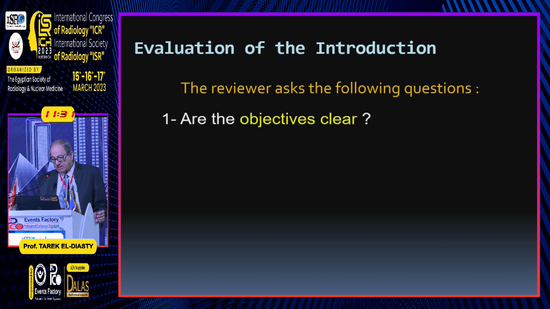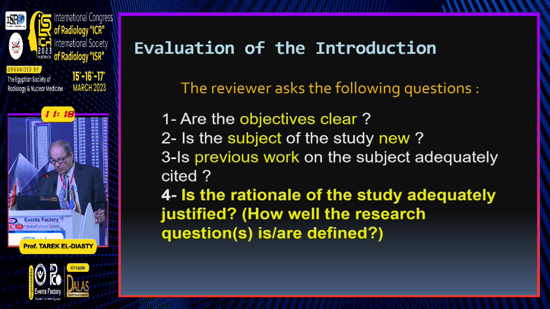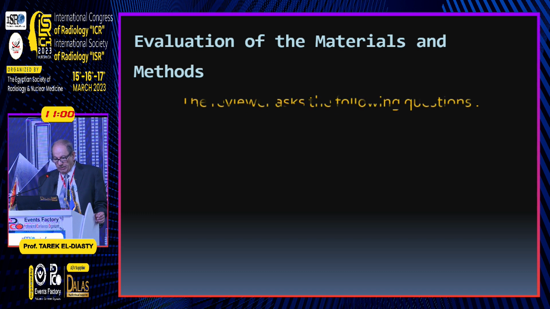The reviewers ask the following questions regarding the abstract. Are the objectives clear? Is the subject of the study new? Is previous work on the subject adequately cited in the introduction or the background of the abstract? Is the rationale of the study adequately justified? That means how well the research question is or are defined.